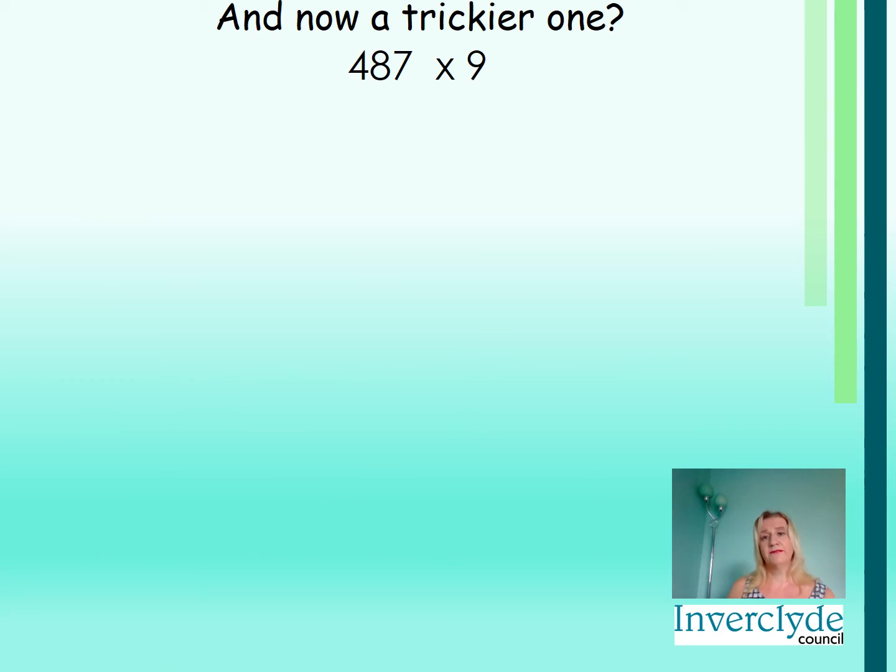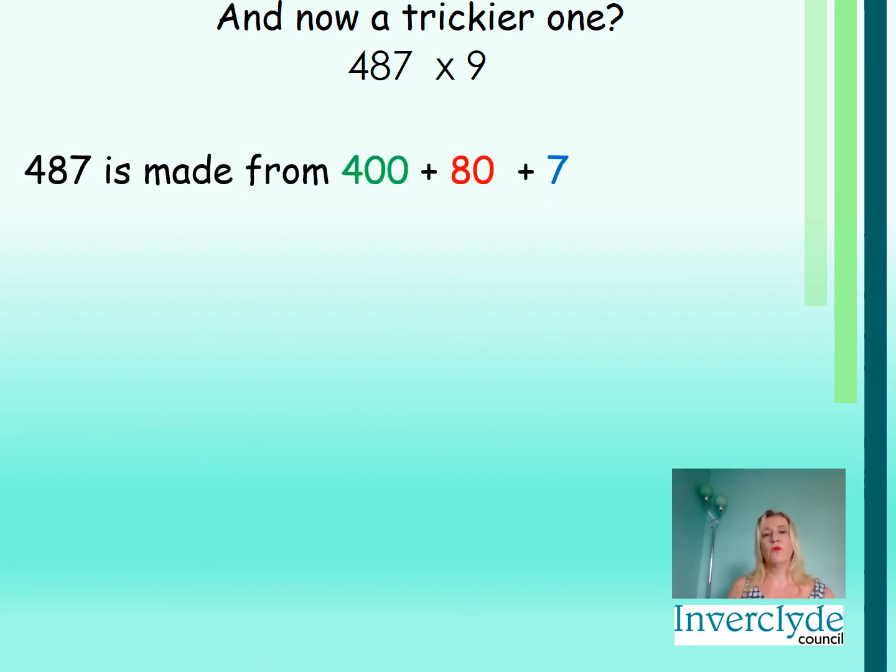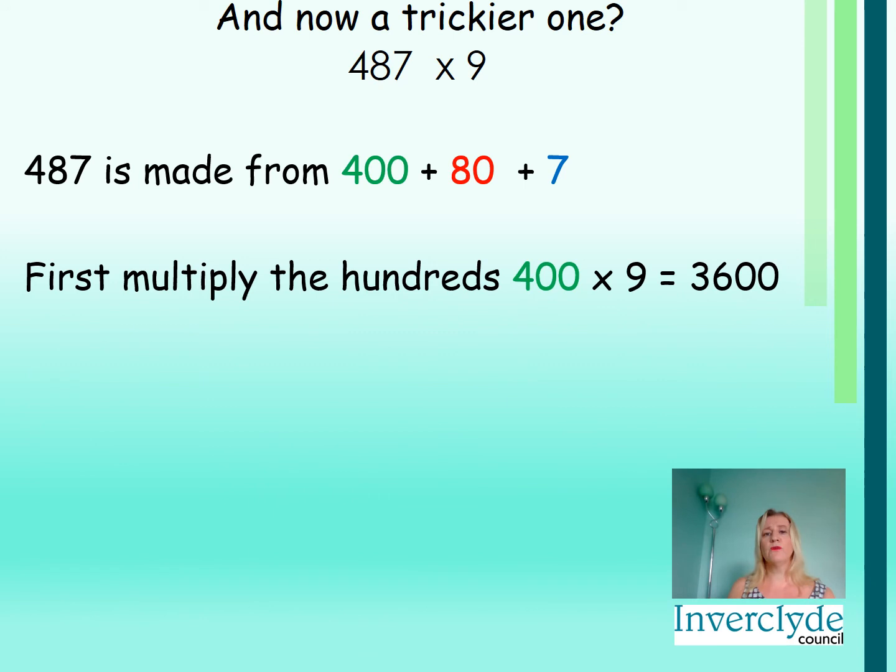Here's a slightly trickier one. Again, have a go by yourself and come back when you know what your answer is. We know that 487 is made from 400 plus 80 plus 7. And first of all, we would multiply our hundreds. 400 times 9. I used my known facts to solve this problem. I knew that 4 times 9 was 36. So 400 times 9 was 3600.